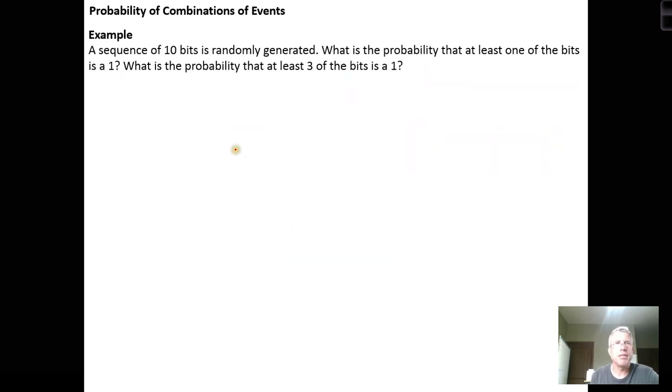So an example of using that: a sequence of 10 bits is randomly generated. So 10 bits, a sequence of 10 zeros and ones. And it says, what is the probability that at least one of the bits is a 1? So the issue is, if I wanted to calculate the probability of at least one of the bits being a 1, I would have to look at, well, what's the probability that there's only one 1, plus what is the probability that there are exactly 2 1s, plus what is the probability that there's exactly 3 1s in the sequence of 10, plus and so on, plus what's the probability that all 10 are 1s. And so I have this sequence of probabilities that I would need to calculate and then add up.